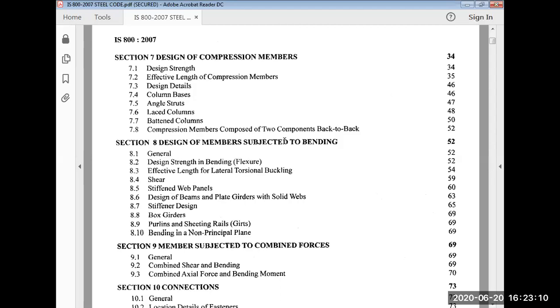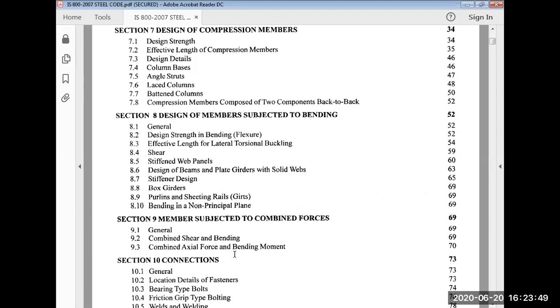So the beam is the bending member, and our unit number 7 is on the design of beam. We design the beam for whichever bending moment comes on the particular member, and we call it a beam member or a flexural member. So the design strength in bending, effective length, and various other points or formulas required for bending are given in Section 8, as a member subjected to bending.